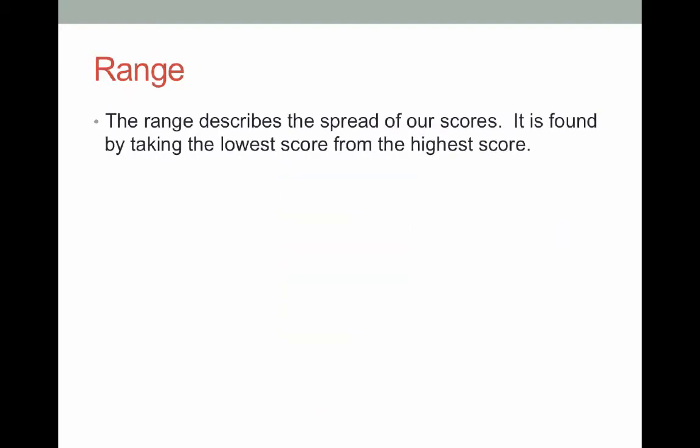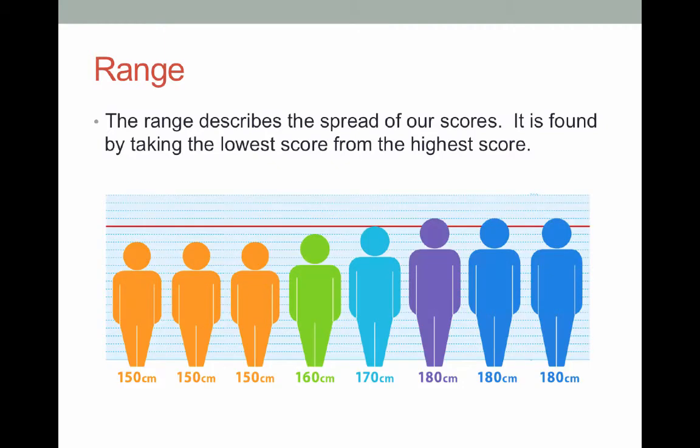The range describes the spread of our scores, how spread out our data is. It's found by taking the lowest score away from the highest score. So let's look at our set of data again with our heights of people. And what we're going to do is we're going to take the highest score and minus the lowest score. This will give us a range of data.